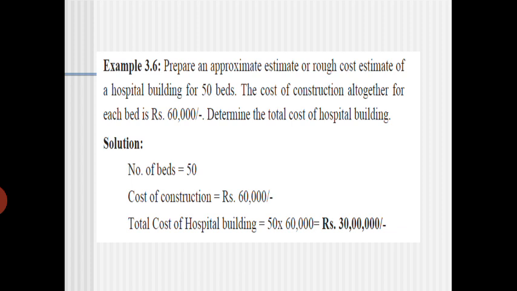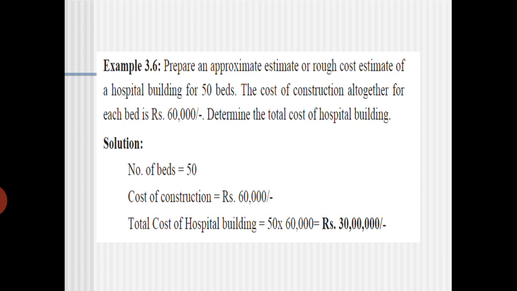Prepare an approximate estimate or a cost estimate of a hospital for 50 beds. You can see they have given the number of beds as 50 here, and the cost of construction altogether for each bed is 60,000. So then determine the total cost of the building. The total cost of the building is 50 into 60,000.